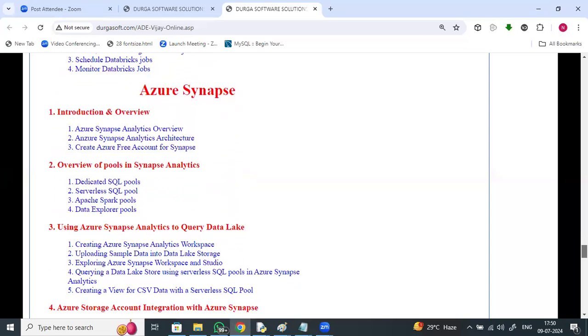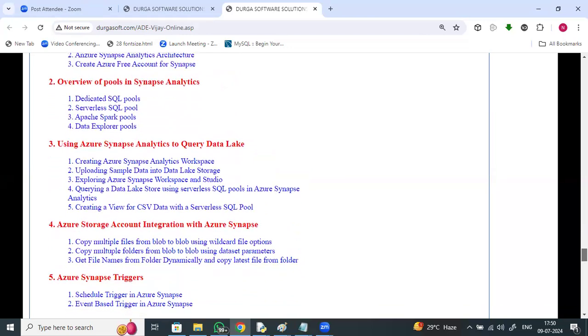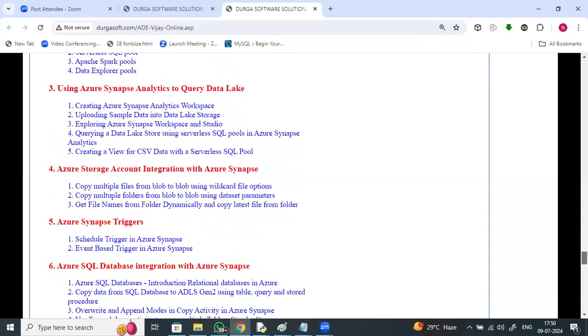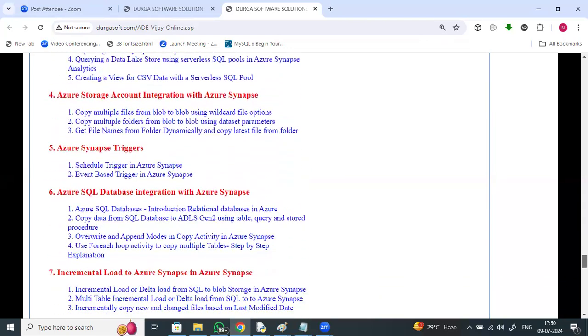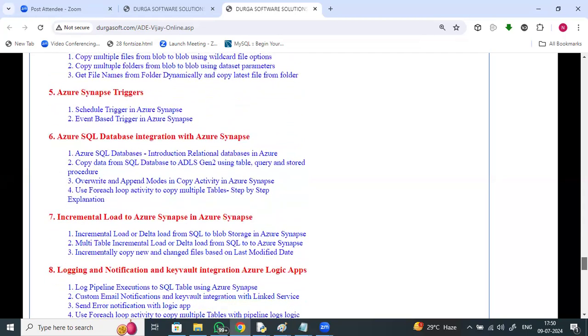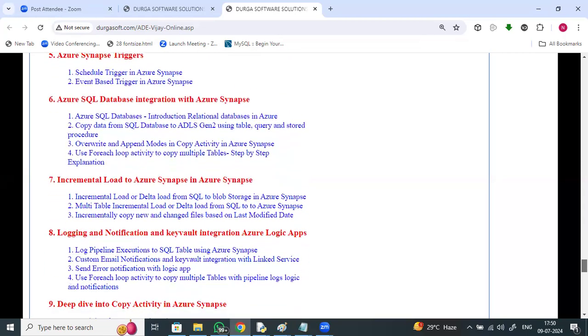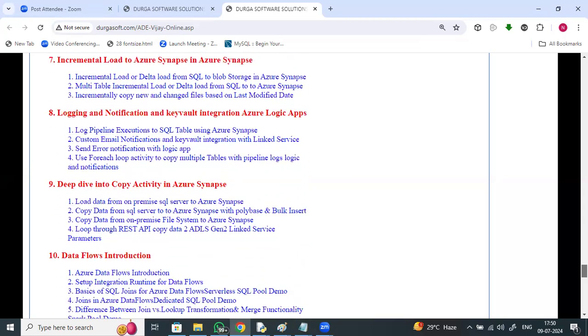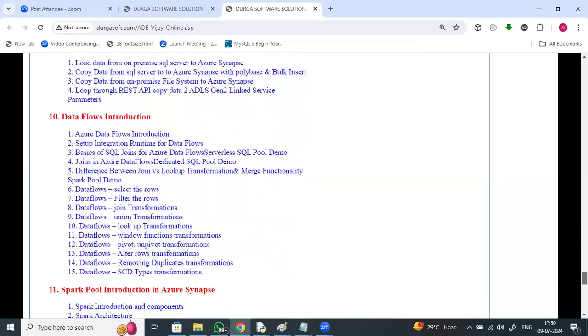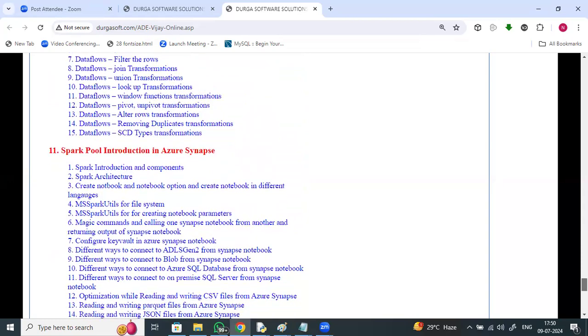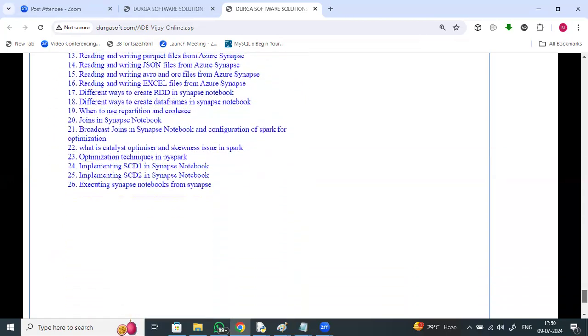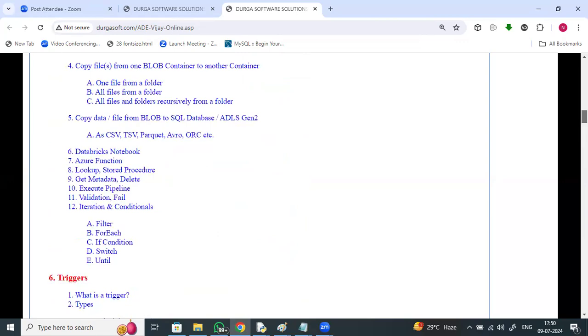Next, Azure Synapse: overview of Synapse, Azure Synapse Analytics to query data lake, storage account integration with Azure Synapse, Synapse triggers, a deep dive into copy activity in Azure Synapse, data flow, and SQL pool introduction in Azure Synapse. So this is what I'll be discussing in brief.